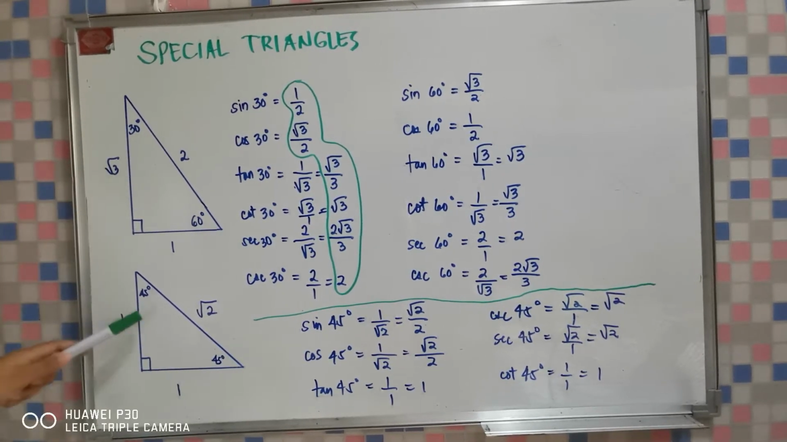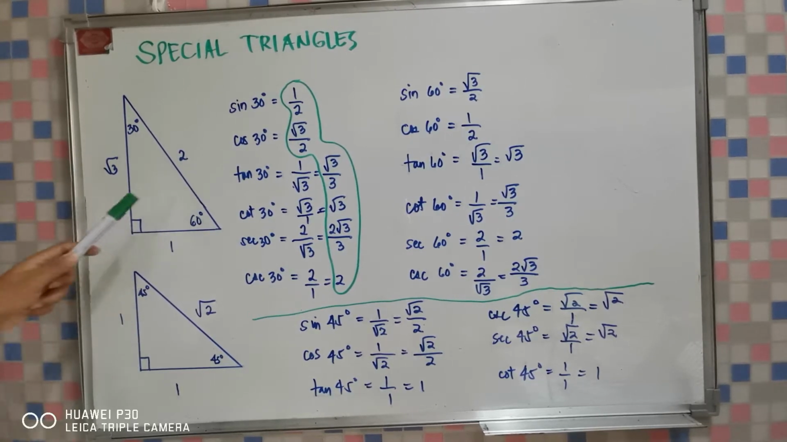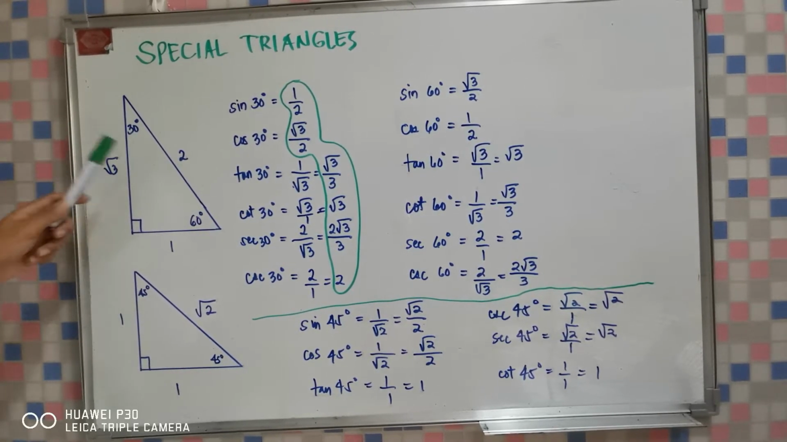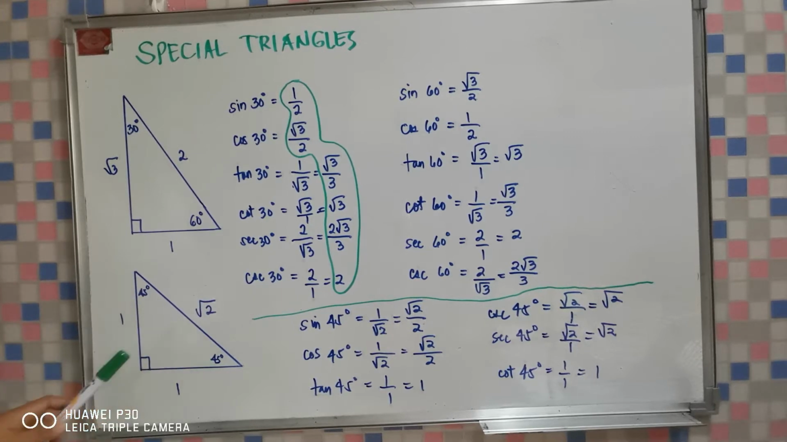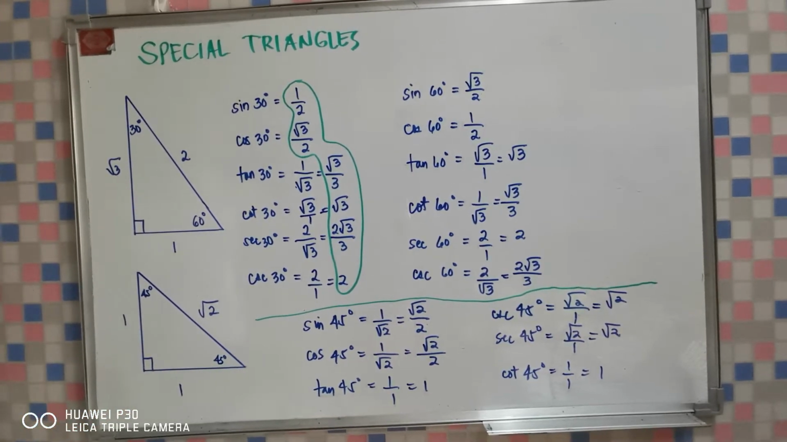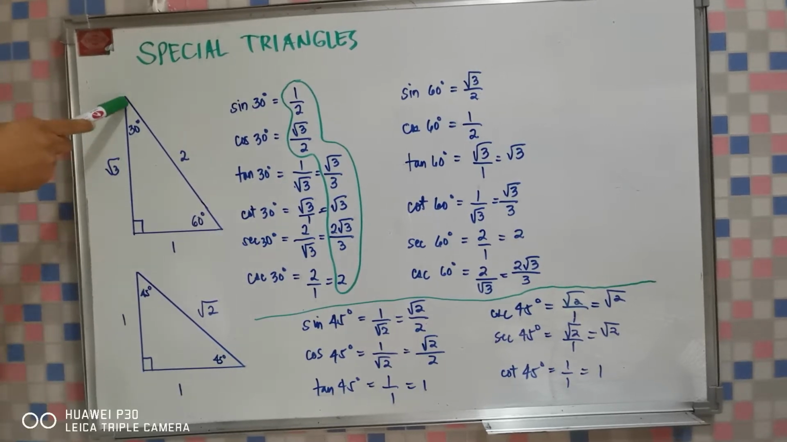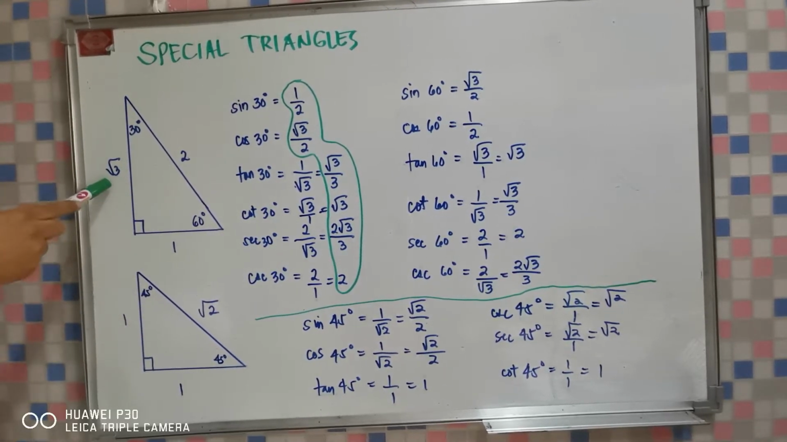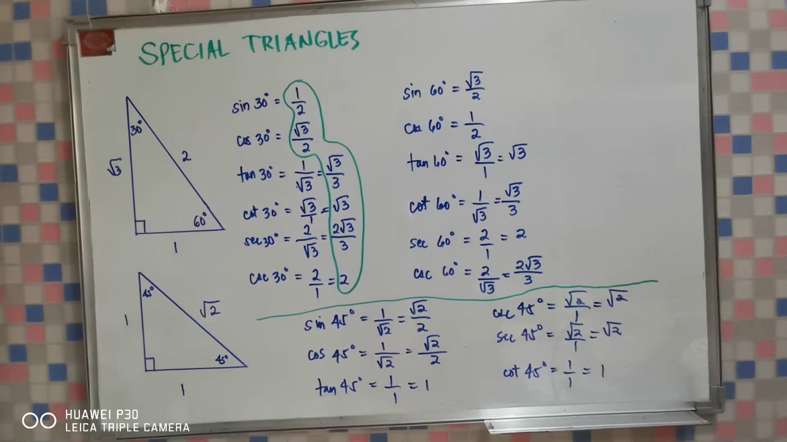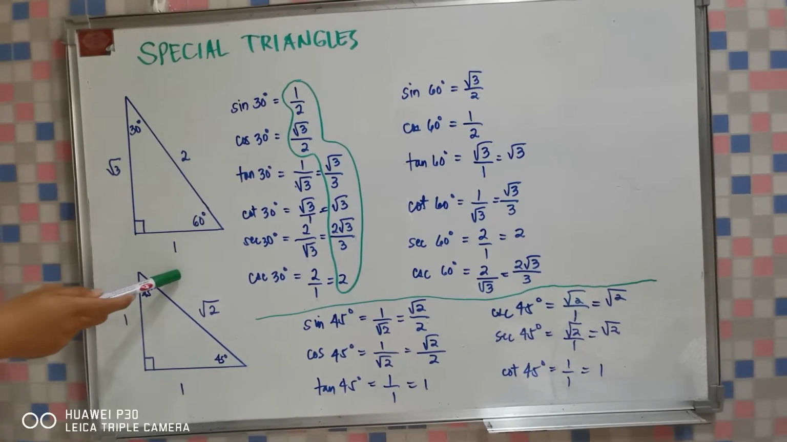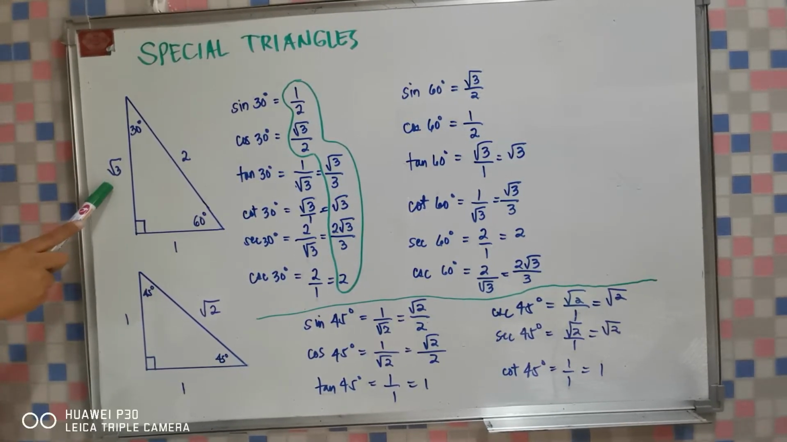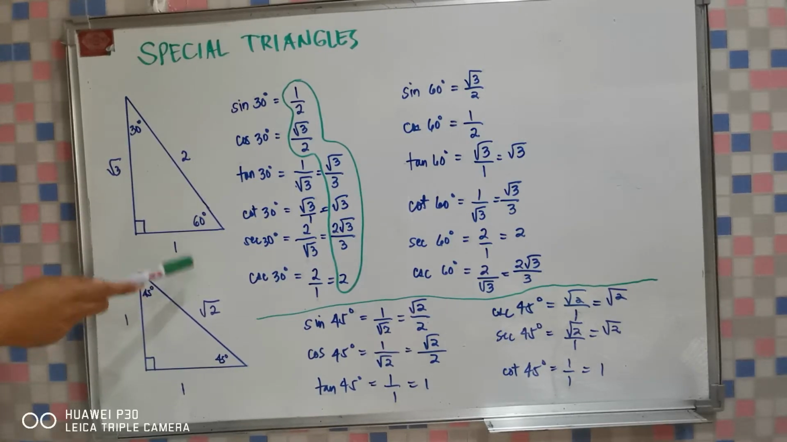So there are two special triangles. We have the 30, 60, 90 degrees triangle, and we also have the 45, 45, 90 triangle. Let's start with the 30 degrees. Okay, so opposite to 30 degrees is 1, its adjacent, the square root of 3, and the hypotenuse is 2. Well, it is true because the square of 1 is 1, the square of square root of 3 is 3, 3 plus 1, 4, square root of 4 is 2.